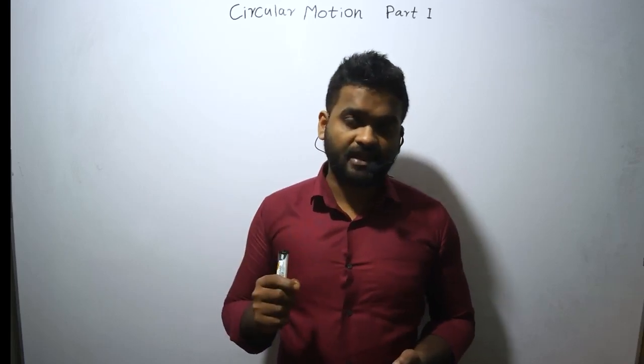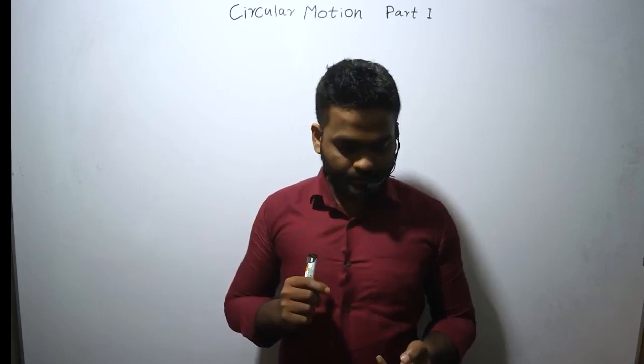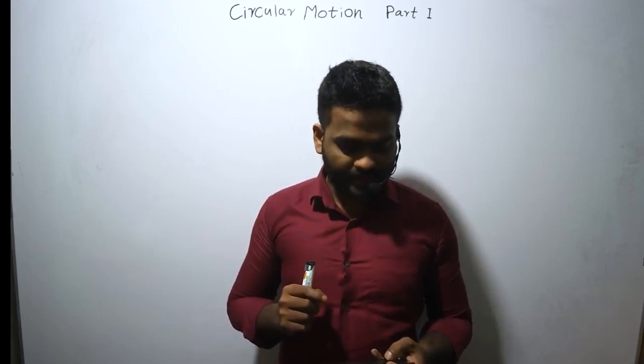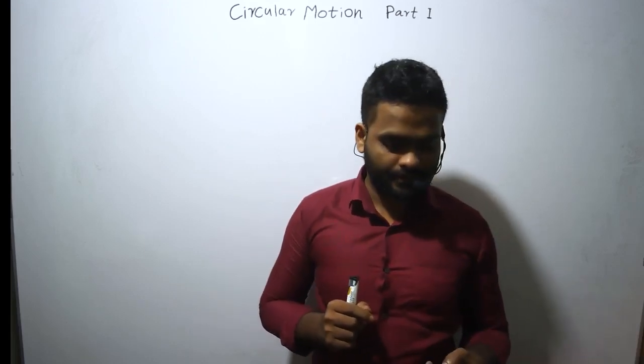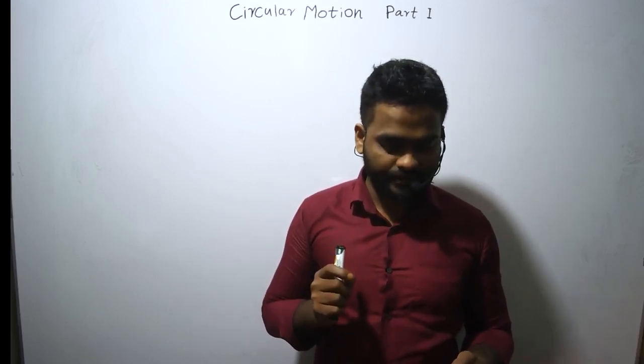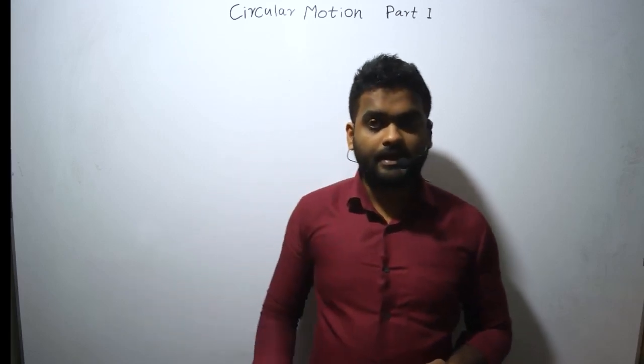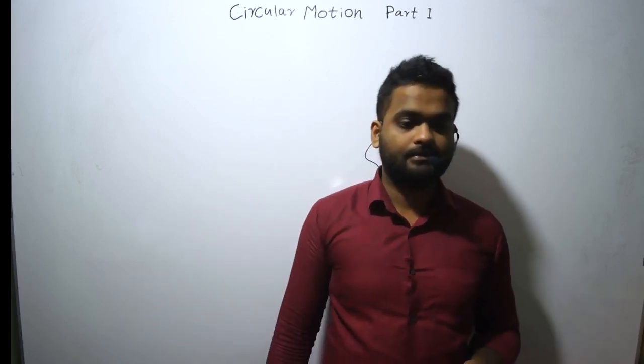This is test number 15 regarding part 1 of circular motion. So the first question: the average speed of a particle which moves 5 rad within 1 second in a circular path with radius 1 meter is, right?